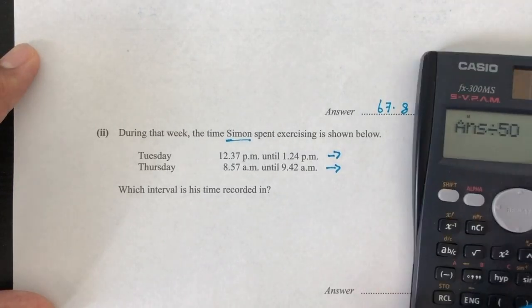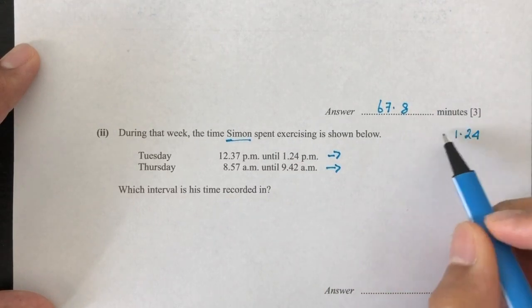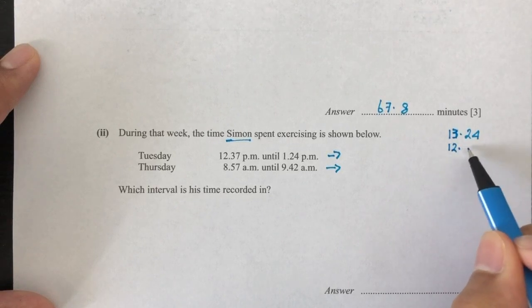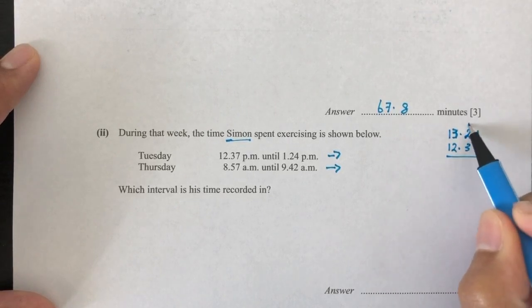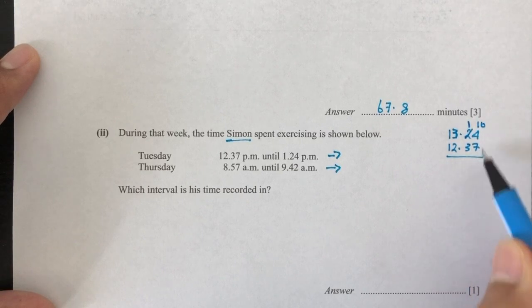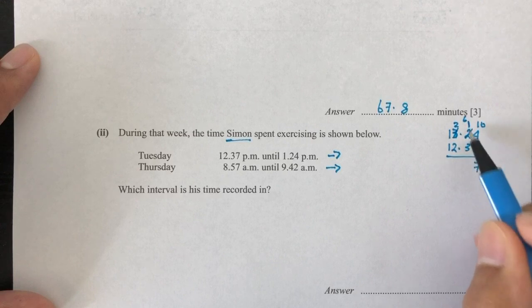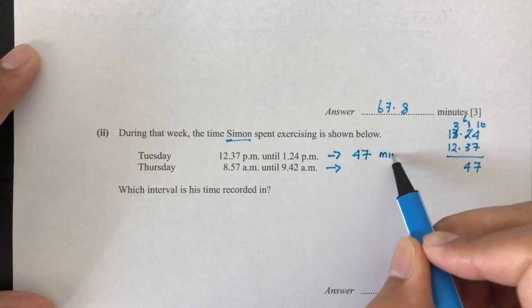Okay, so what is 1:24? 1 p.m. is actually 13 minus 12:37. That will be 47 minutes he took.